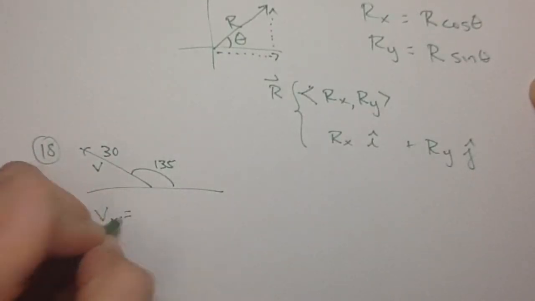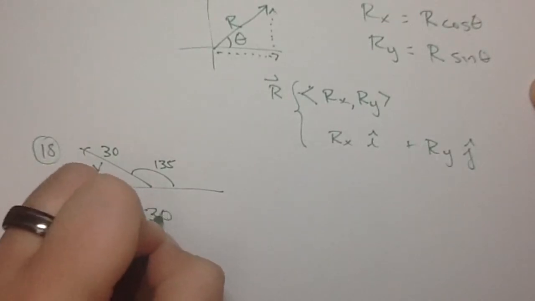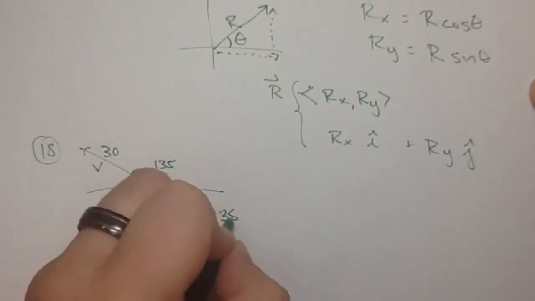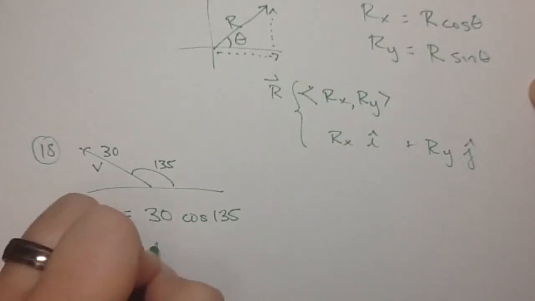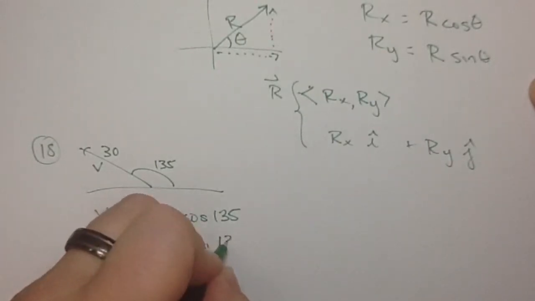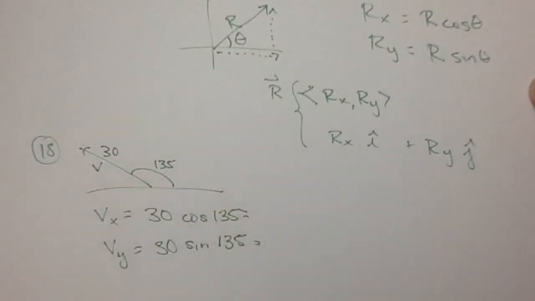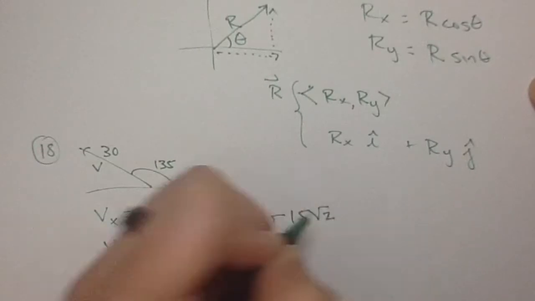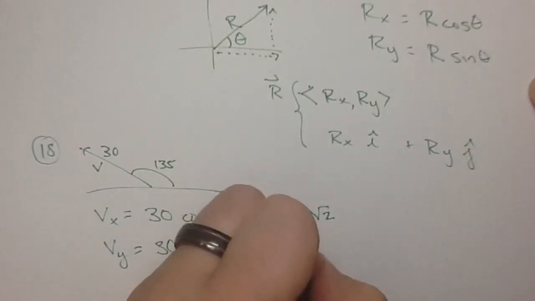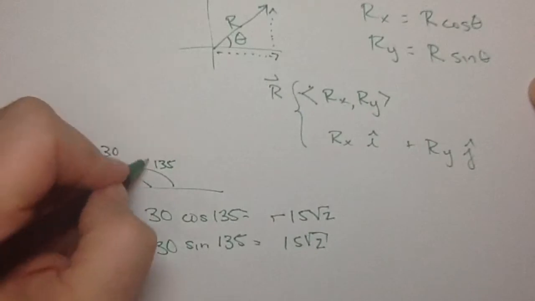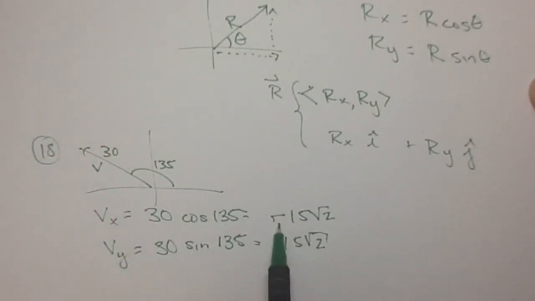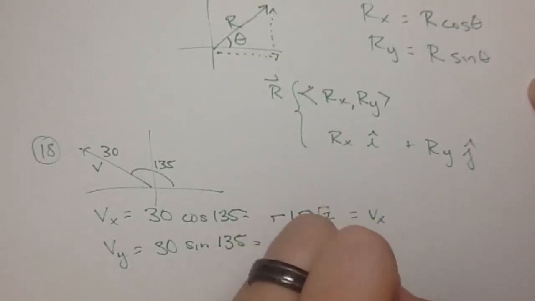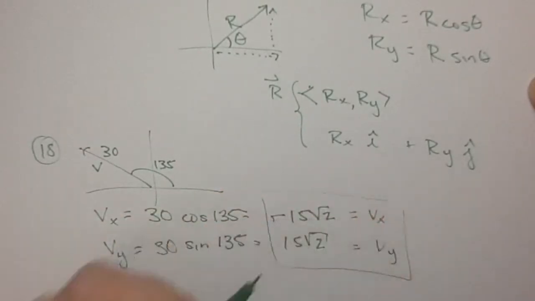So vx is going to be 30 times the cosine of 135, and vy will be 30 times the sine of 135. When you plug that into your calculator, this is negative 15 square root 2, and this is 15 square root 2. Now noticing we're in the second quadrant, it makes sense the x component is negative. So that's how it's done. Just taking components of vectors. It's not so bad.